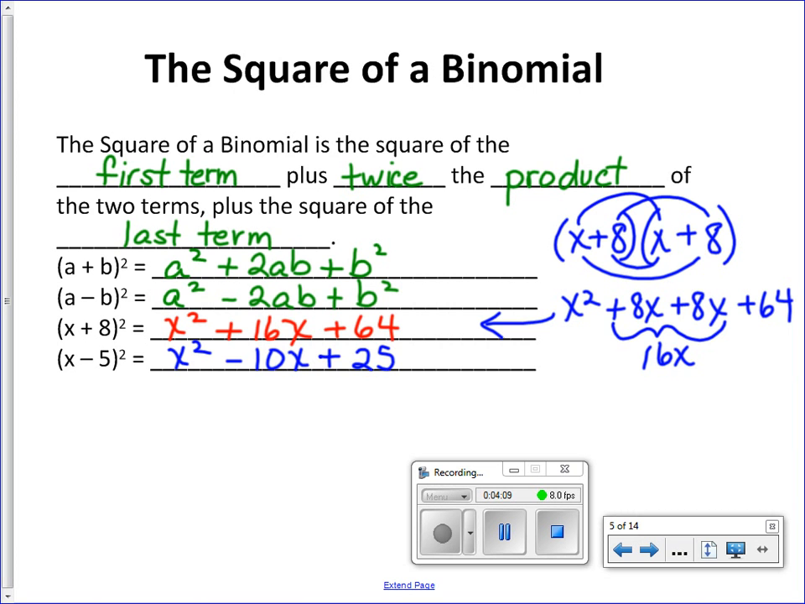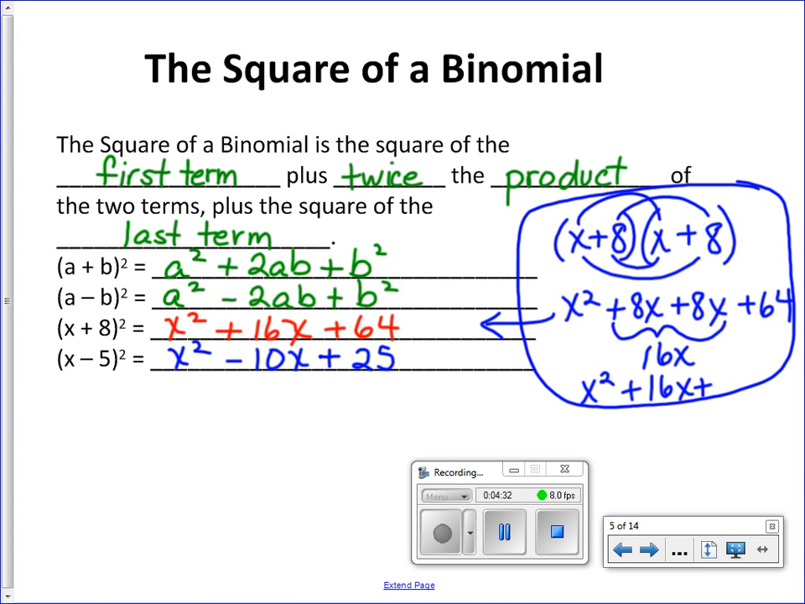So if you don't remember the little rule up above, and I admit that can be a little bit tedious at times, you can always write your factors out like we did right here and go ahead and use FOIL or one of the methods that you learned in Lesson 8.3. So our final answer would be, of course, x squared plus 16x plus 64.